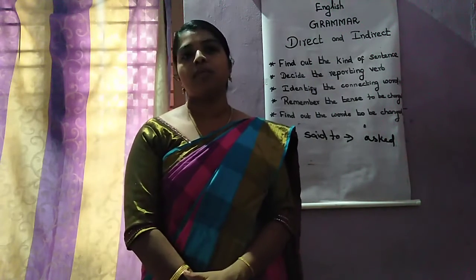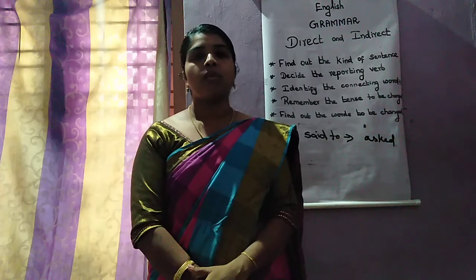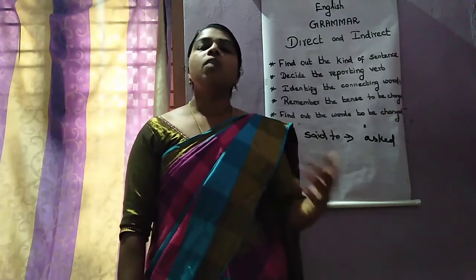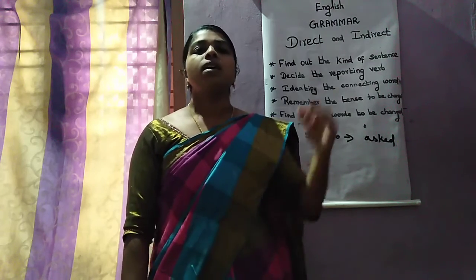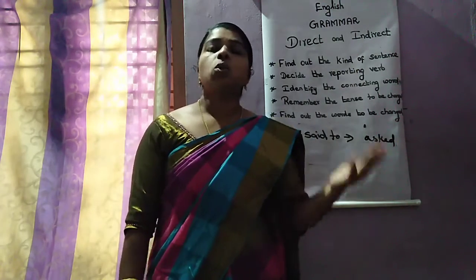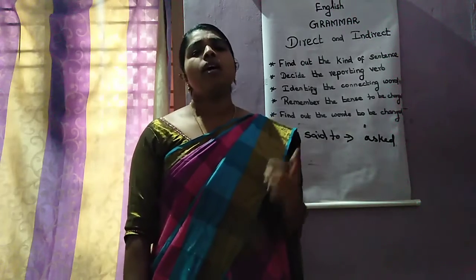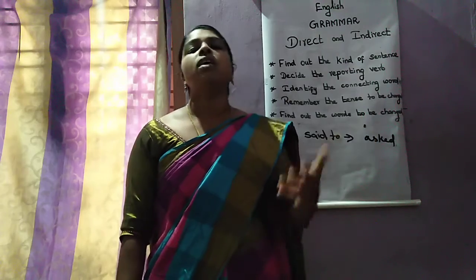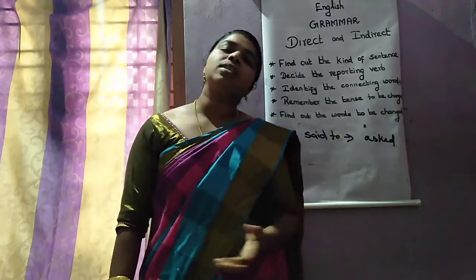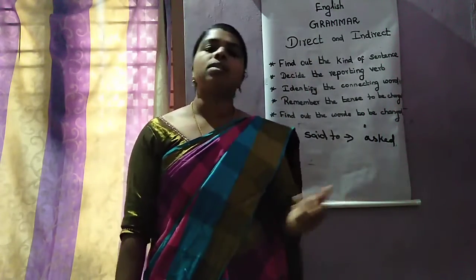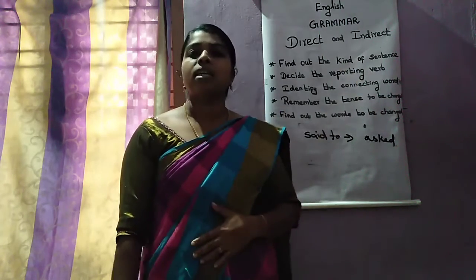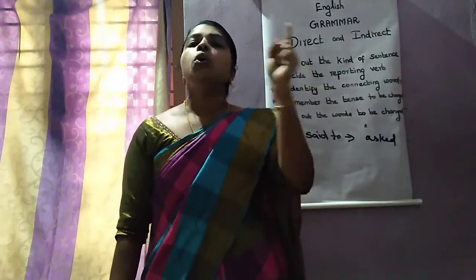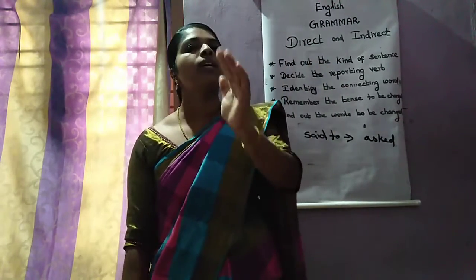Decide the reporting verb. How will you decide this reporting verb? First, you have to find out what kind of sentence it is. Okay? If it is a declarative sentence, you identify it's a declarative sentence, so said to will change into told. In the same place, if you find out it is an imperative sentence, that same said to will change into requested or ordered or advised. Then, interrogative means it will change into asked, or exclaimed for an exclamatory sentence. Identify what kind of sentence it is. Then, according to that, you have to decide the reporting verb.